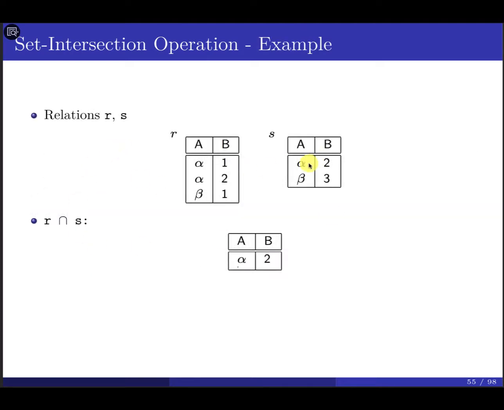Okay, R and S. We perform the intersection of relation R with relation S. The only tuple that is going to be part of the result is alpha 2. Sorry, it's going to be in R, and at the same time, it's going to be in S, because it's an intersection. So the only tuple that is common to both relations is alpha 2, and I'm going to produce one copy of it, because this is a set operation, set algebra.